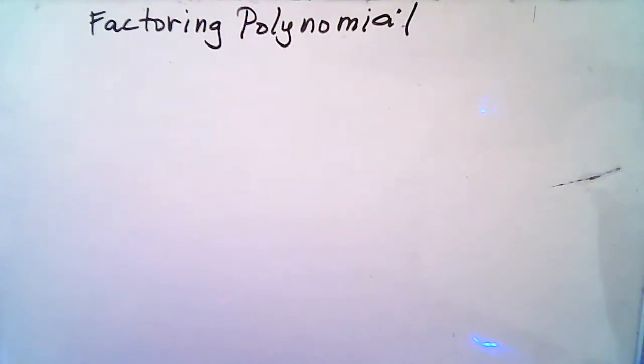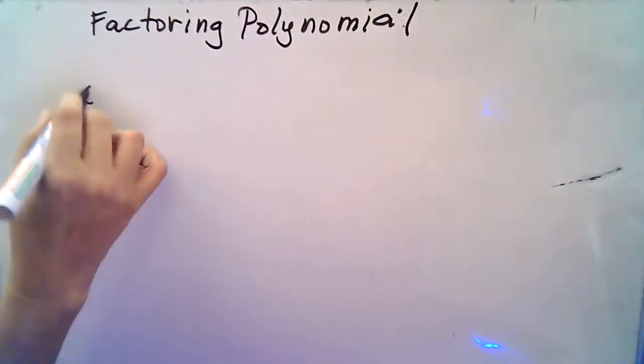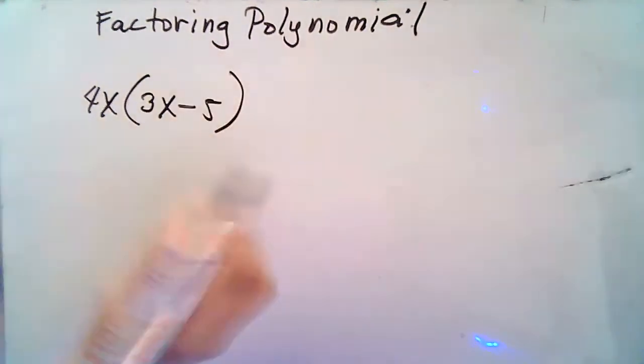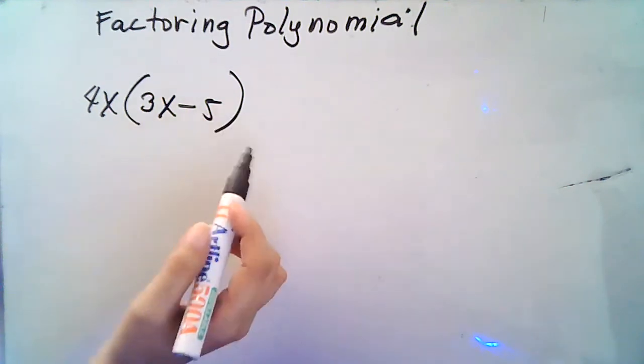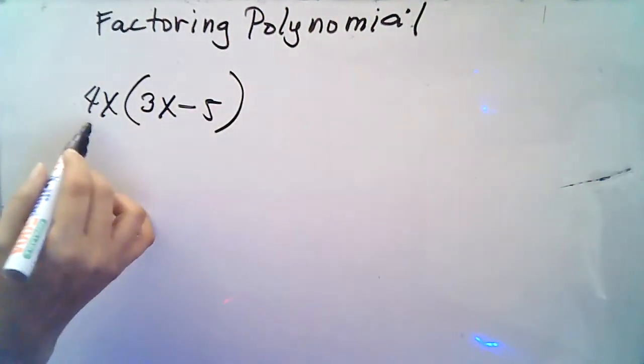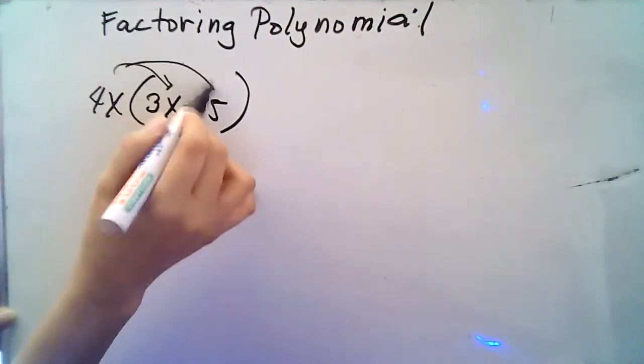So first, let me give you an idea of how factors are associated with products. In this expression, we're going to apply the distributive property. So we're going to distribute 4x to each of the terms in the binomial.